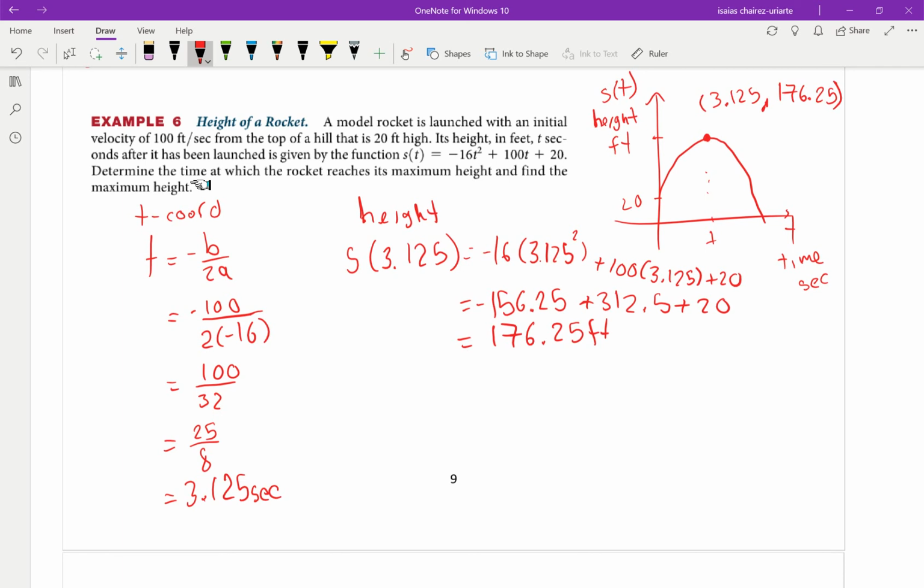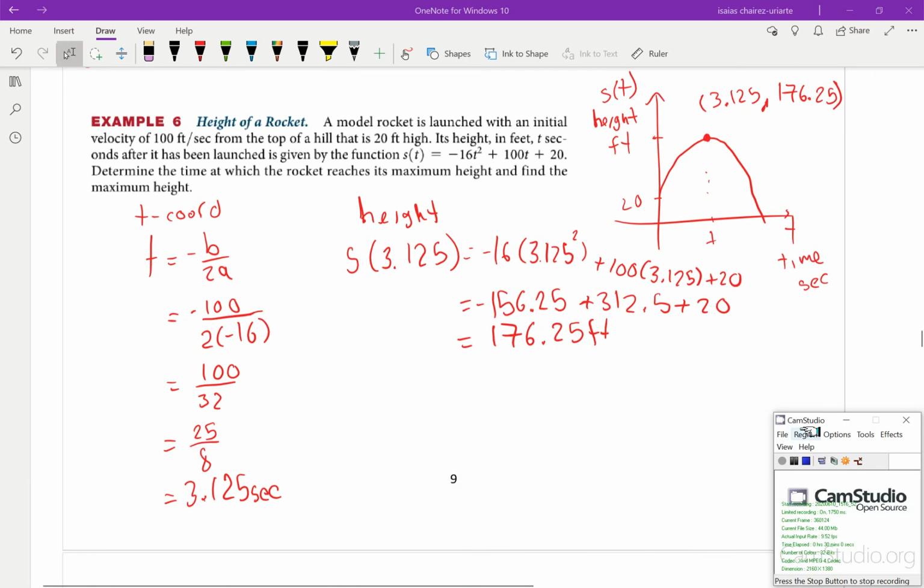Okay, so hopefully we are on the same page and you feel more comfortable graphing quadratic equations by first finding the vertex.